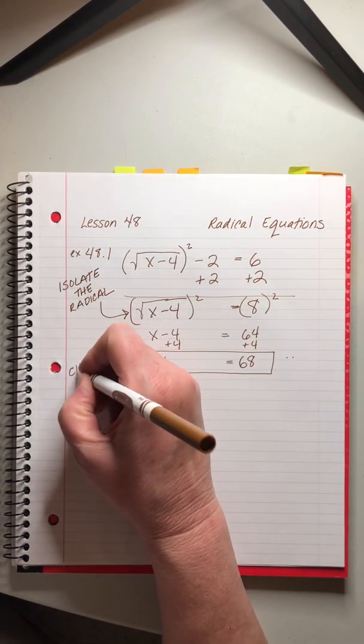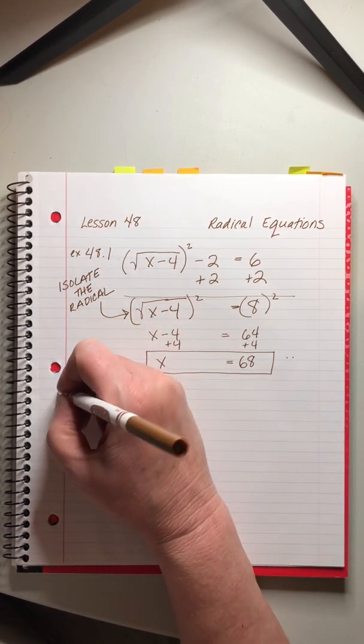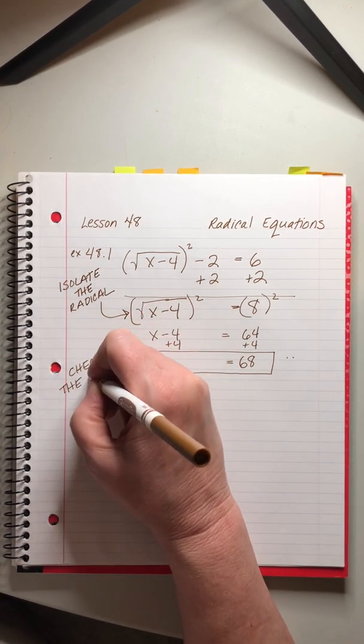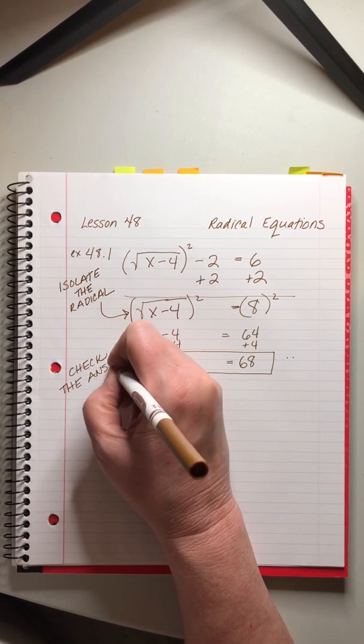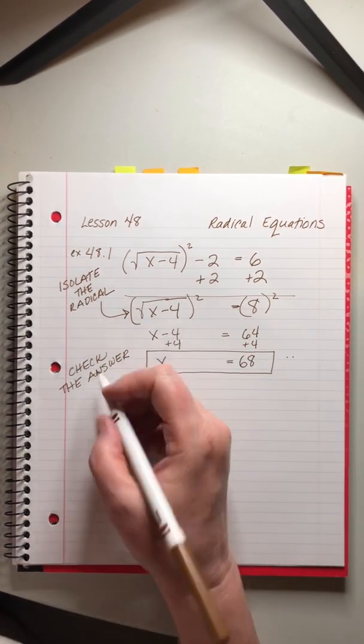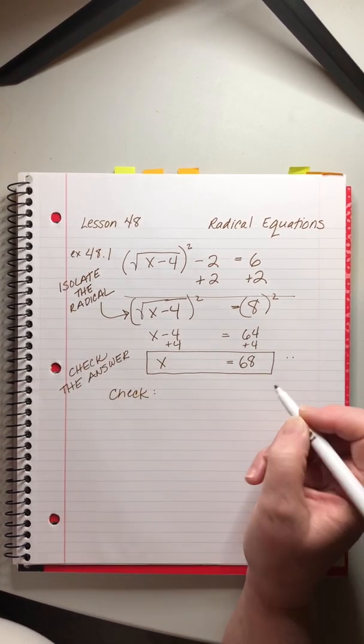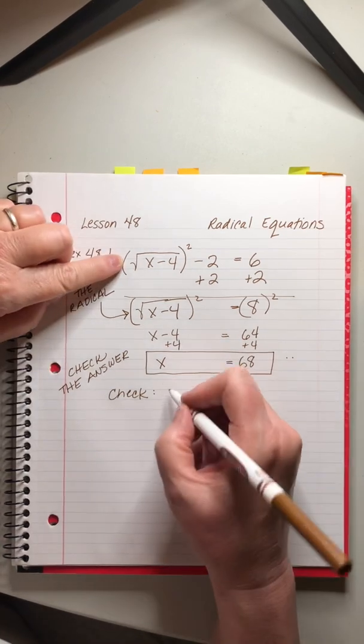So what we always have to do when we're squaring up like this, we need to check our answer to make sure it works. And that's the most annoying thing about these problems, is that you do have to check the answer. All right, so all we have to do is plug it back in. So what I do is I write check, and then I plug into the original equation.